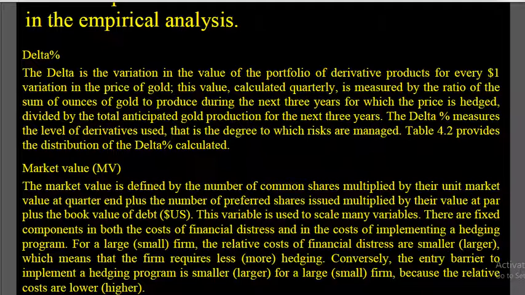This value, calculated quarterly, is measured by the ratio of the sum of ounces of gold to produce during the next 3 years for which the price is hedged, divided by the total anticipated gold production for the next 3 years. So I sum everything which is hedged, and then I divide by the total anticipated gold production for the next 3 years.